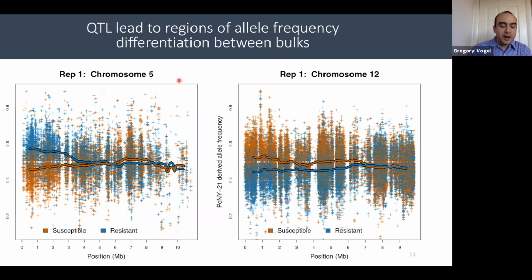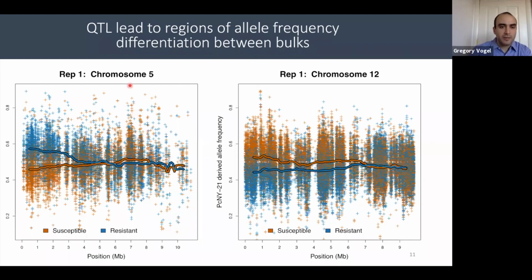So here I'm showing how we are able to use that data to identify QTL. In these plots, each point represents the allele frequency of the allele inherited from the resistant parent at a SNP, with the location of that SNP along a particular chromosome reflected in the x-axis. SNPs in the susceptible pool are colored orange, and in the resistant pool are colored blue. And the lines are window smoothed averages.